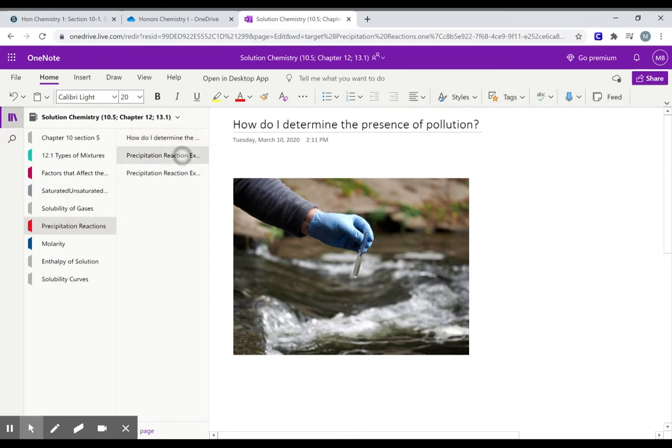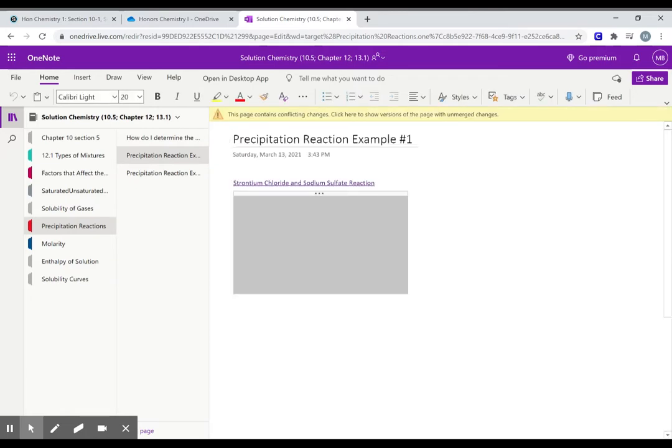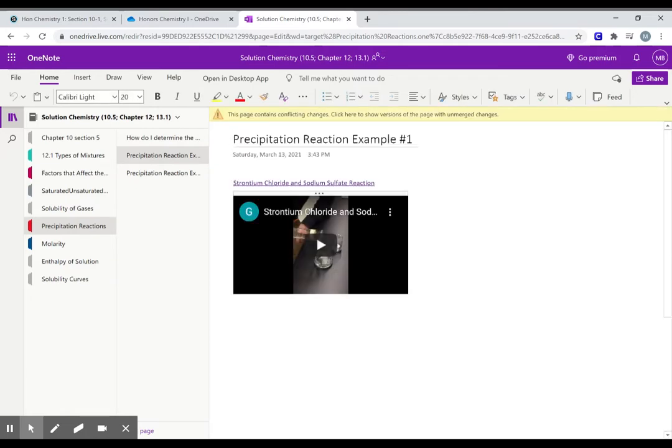So we're going to look at two examples together in class. All right, so I'm going to show you the video. In the video, you're going to see two clear colorless solutions. One of them is strontium chloride. The other one is sodium sulfate. We know that in order for double displacement reactions to take place, you have to have two ionic compounds that are in solution. Okay, that way their ions can dance.